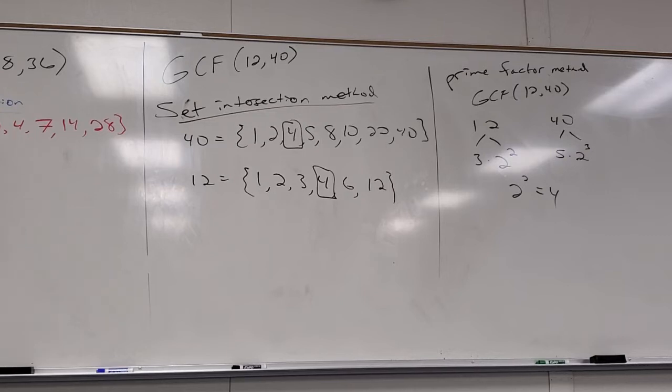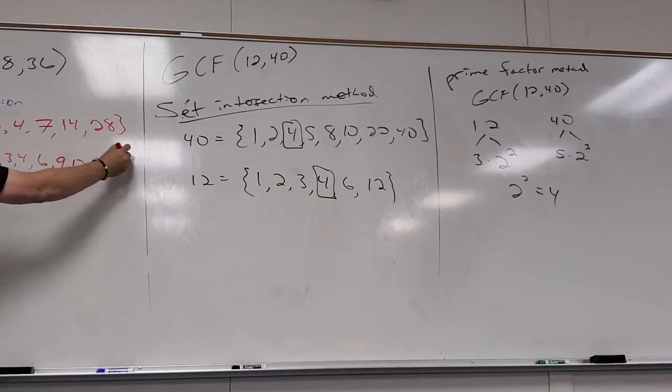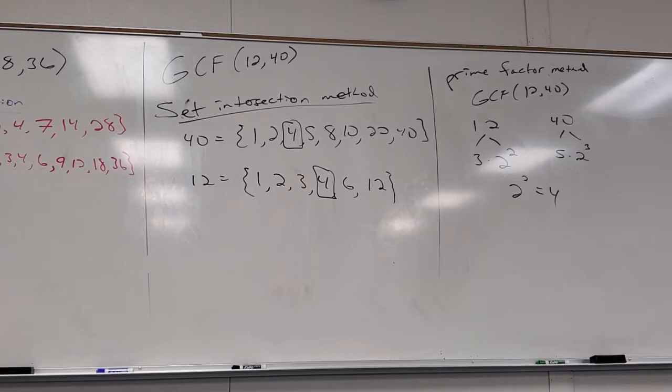1, 2, 3, 4, 6. Now look, what's the square root of 36? So 6 is exactly the midpoint, and now you turn the corner. 6 goes with itself, which is interesting. So of course, what's the biggest one they both have? 4. 4, yeah.